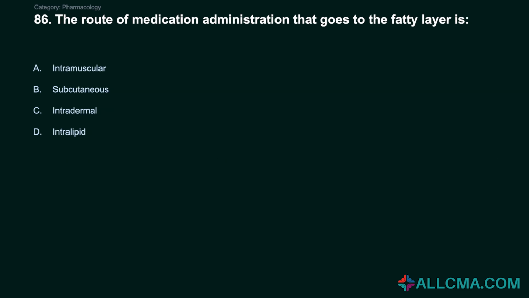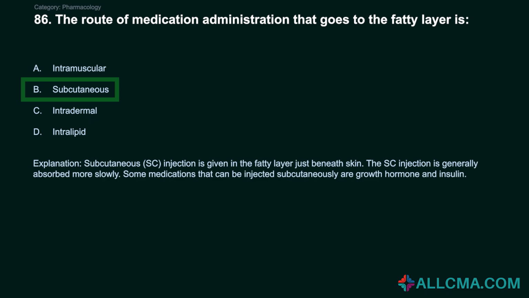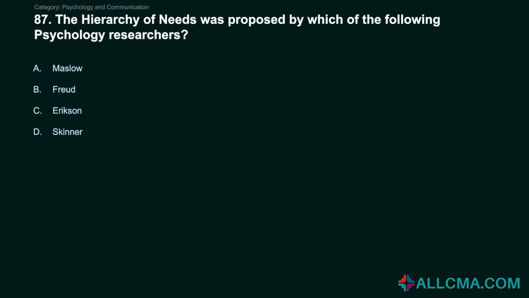86. The route of medication administration that goes to the fatty layer is A. Intramuscular. B. Subcutaneous. C. Intradermal. D. Intralipid. Correct answer, B. Subcutaneous. Subcutaneous, SC, injection is given in the fatty layer just beneath the skin. The SC injection is generally absorbed more slowly. Some medications that can be injected subcutaneously are growth hormone and insulin.